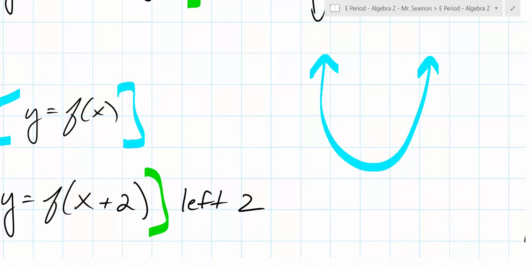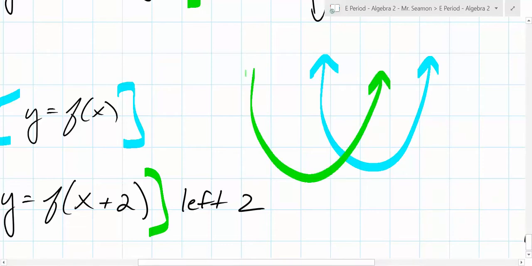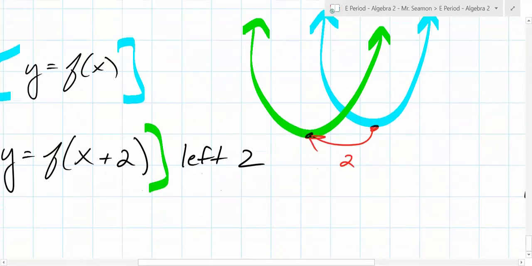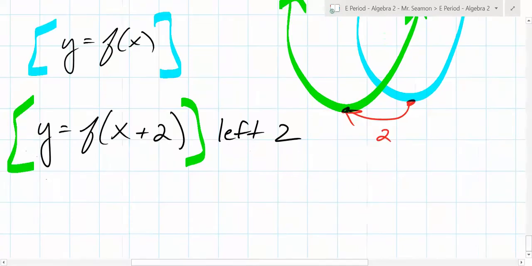So it's going to go like here. What happened? I can draw points really well. It went how many over? 2 to the left. So the only thing you need to remember is if it's on the inside, it goes the opposite direction to what you think. It goes the opposite direction to what you think.